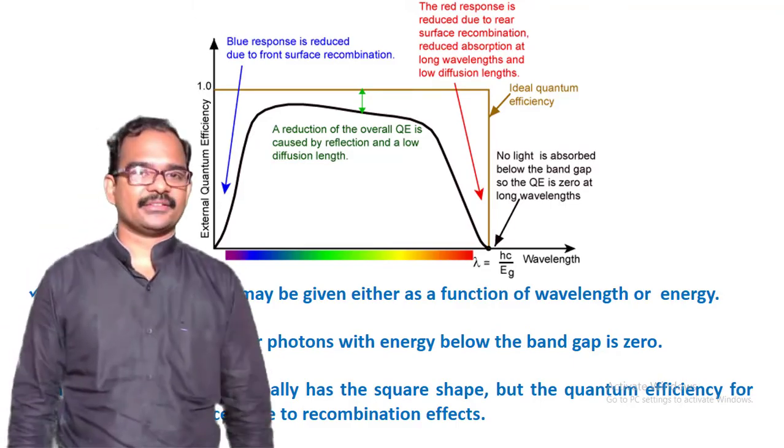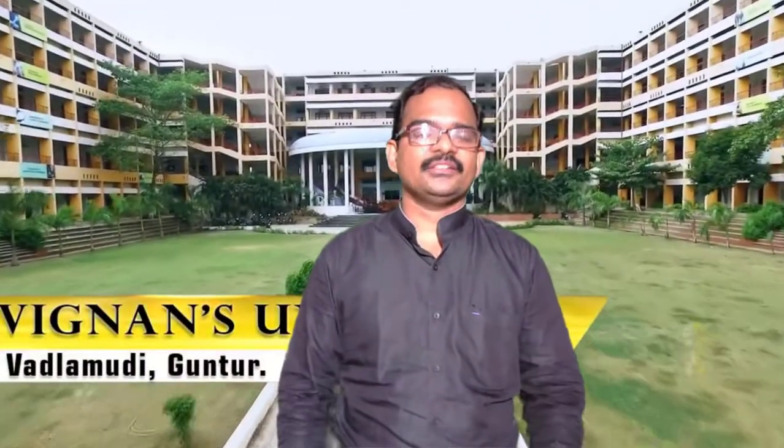Let me conclude this lecture. So in this lecture, we have gone through unit 1, that is design aspects of solar cells. In this, we have gone through the working of a solar cell. Then we have seen the equivalent circuit model of a solar cell. Then we have seen different solar cell parameters, that is the open circuit voltage, the short circuit current, the fill factor, and the efficiency of a solar cell. Then we have gone through the different losses in a solar cell.